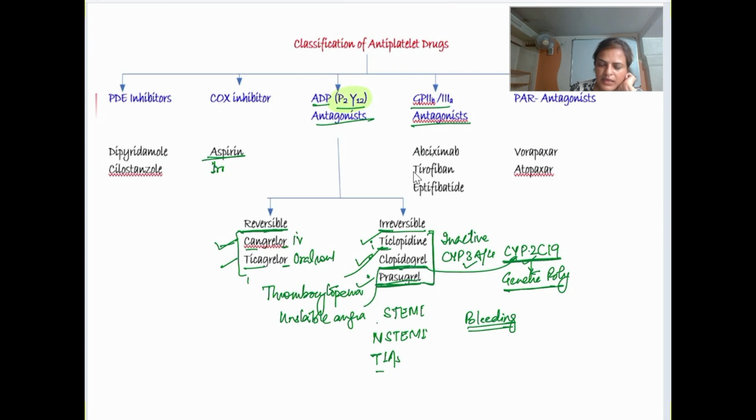This includes abciximab, tirofiban and eptifibatide. Now, if the drug is blocking this, so what happens? This is the fibrinogen binding receptor. This is the final pathway or final step of the aggregation of the platelet. So this fibrinogen is going to cause the cross linking of the platelet. So thrombi or platelet plug is formed.